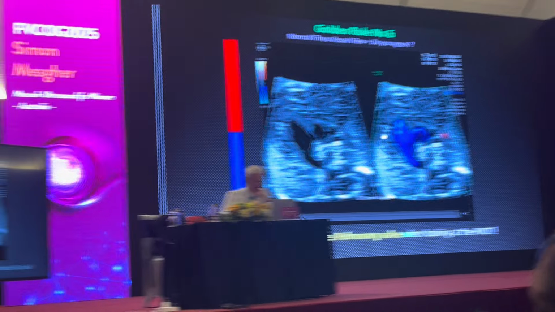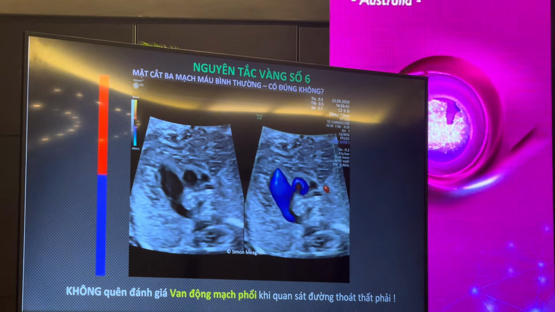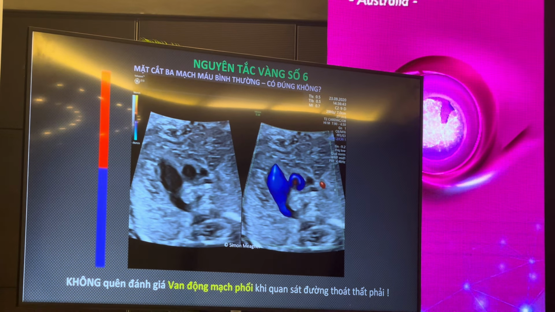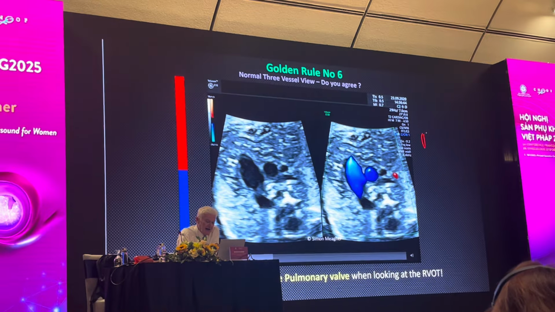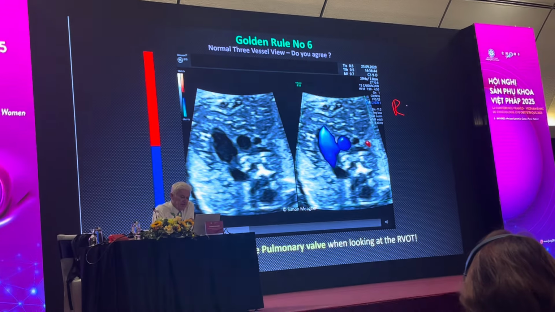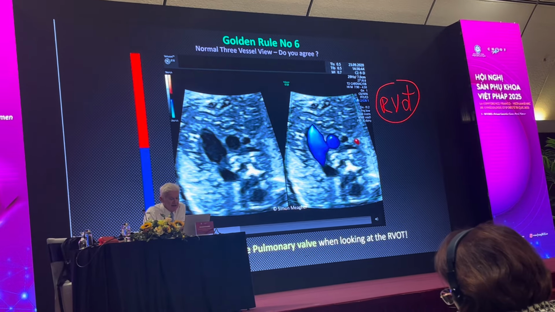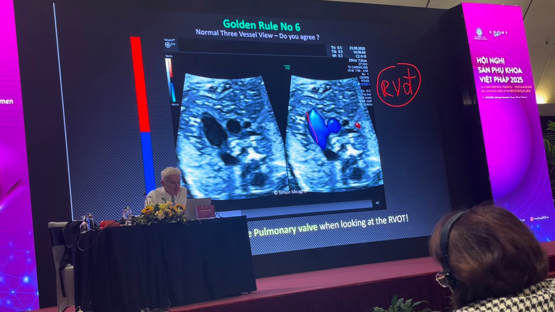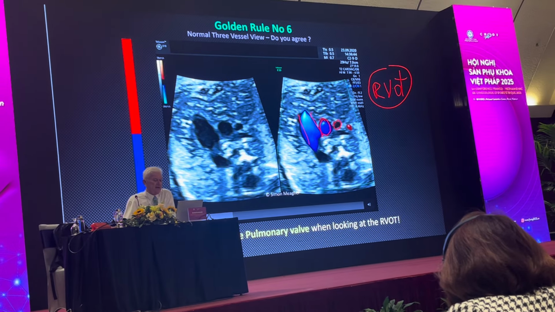Golden rule number 6. I show you a video clip and I ask you a question. Is this baby's heart normal? You say to me, Simon, you are showing me the right ventricular outflow tract, section number 3. I say yes. But is it a normal right? You say, yes, Simon, it's normal because the pulmonary artery is larger than the aorta, is larger than the SVC.